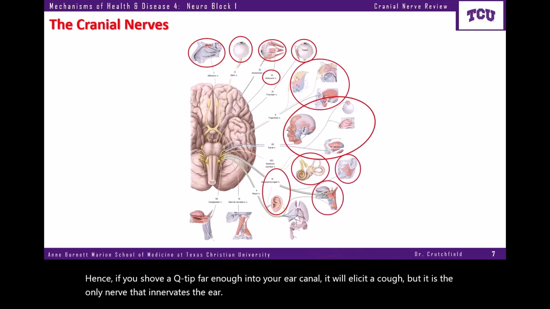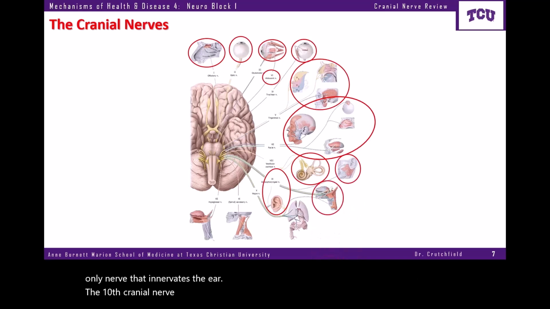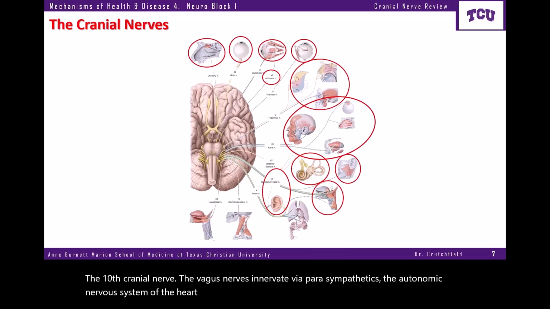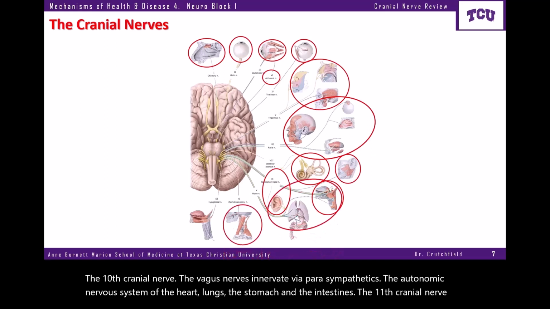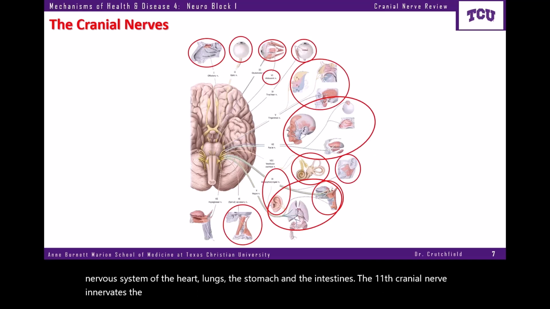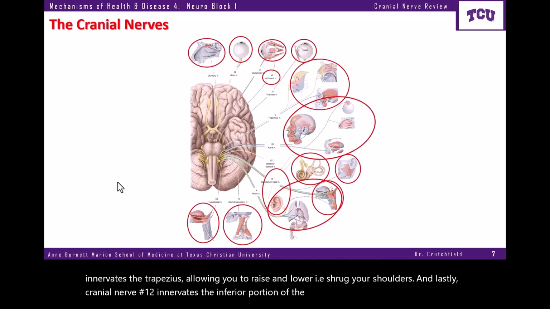The 10th cranial nerve, the vagus nerves, innervate via parasympathetics the autonomic nervous system of the heart, lungs, the stomach, and the intestines. The 11th cranial nerve innervates the trapezius, allowing you to raise and lower, i.e. shrug your shoulders. And lastly, cranial nerve number 12 innervates the inferior portion of the tongue, motor function.